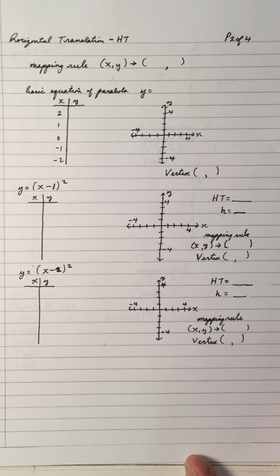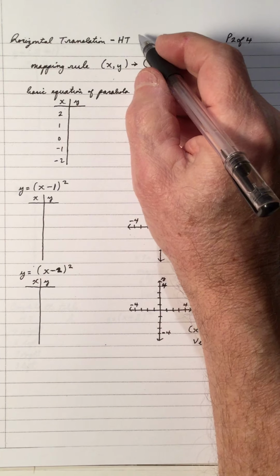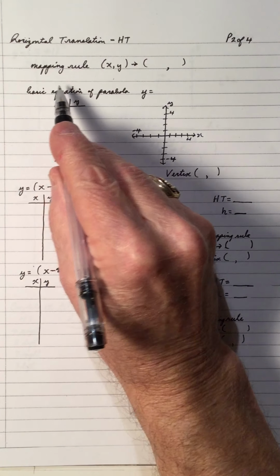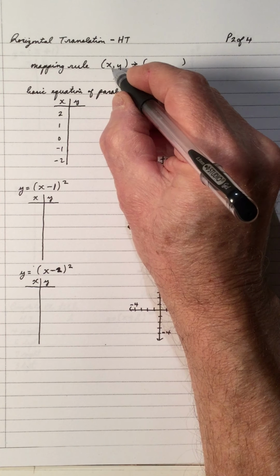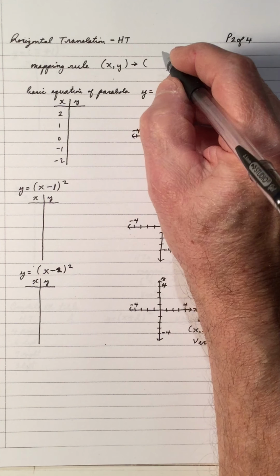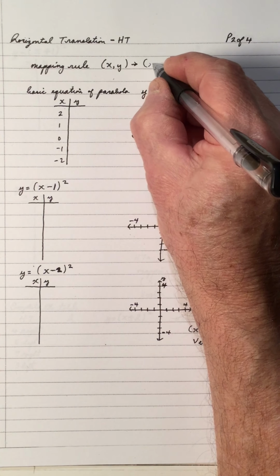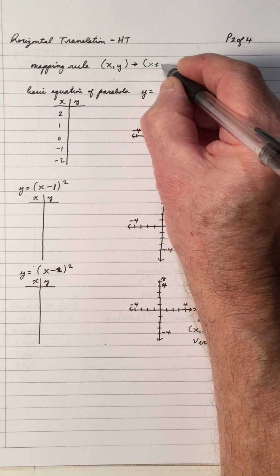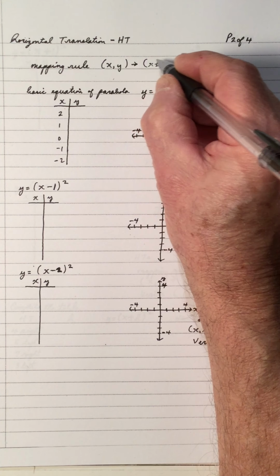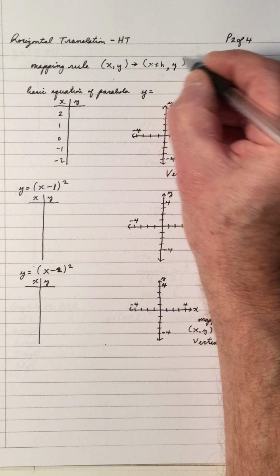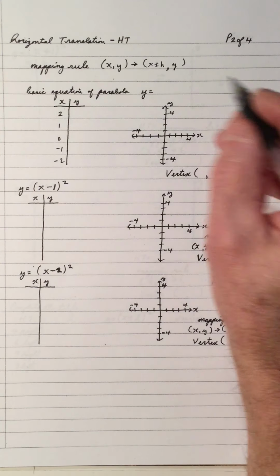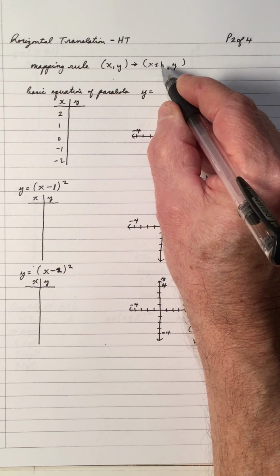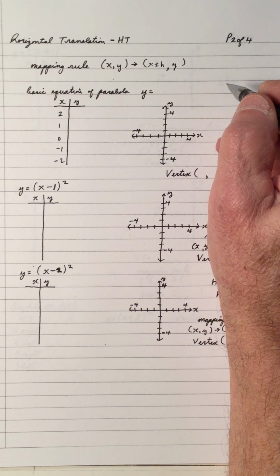Horizontal translation is denoted by HT, and the mapping rule for a horizontal translation is (x, y) goes to (x plus or minus h, y). When we're horizontal, we will move to the right or to the left. So horizontal translation is moving left and right. Plus is going to the right, minus is going to the left.